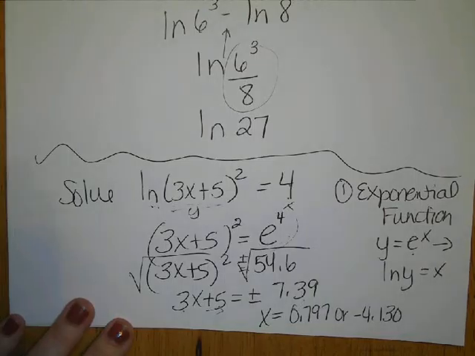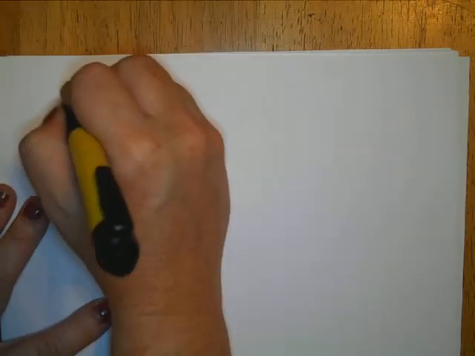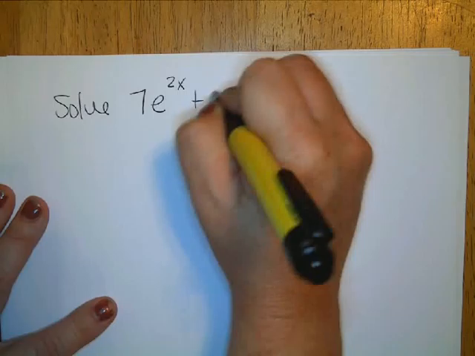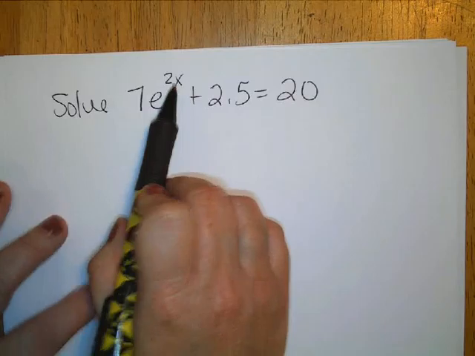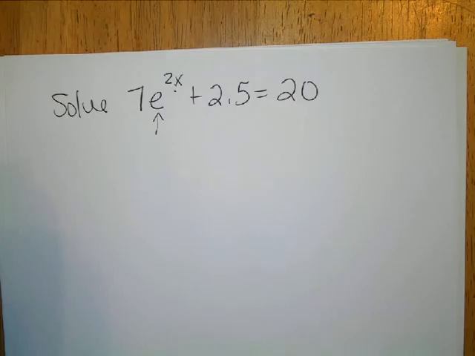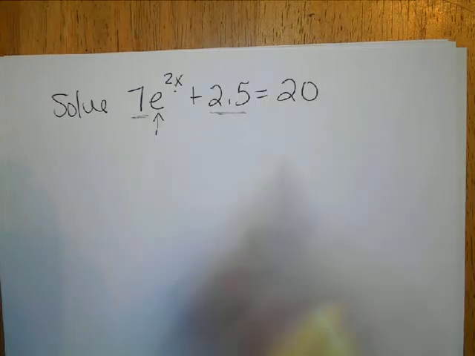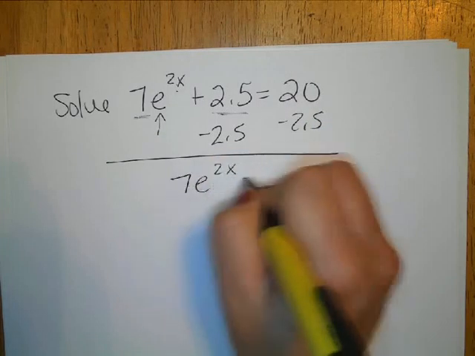Let's do another example. Let's solve 7 e to the 2x plus 2.5 equals 20. Now, when I have x as an exponent, I need to use logs to get rid of it. But since I have this e here, I know I'm going to work with natural logs. But first, I can't have all these things hanging around with my exponent. I have to first get rid of these things using regular algebra rules.